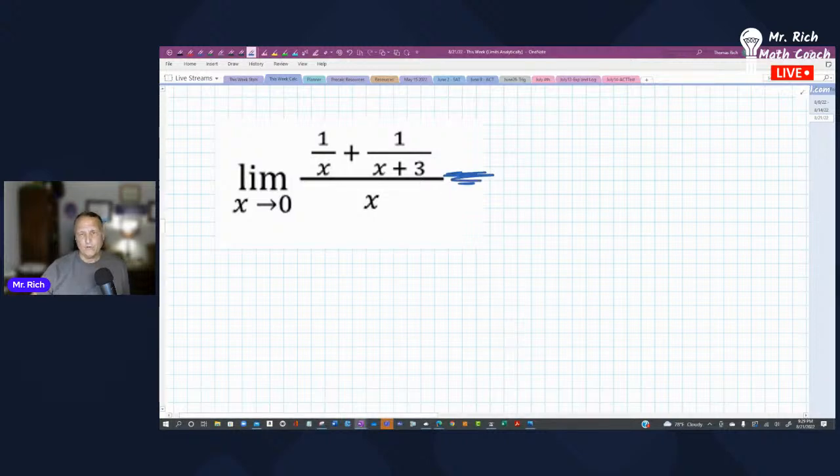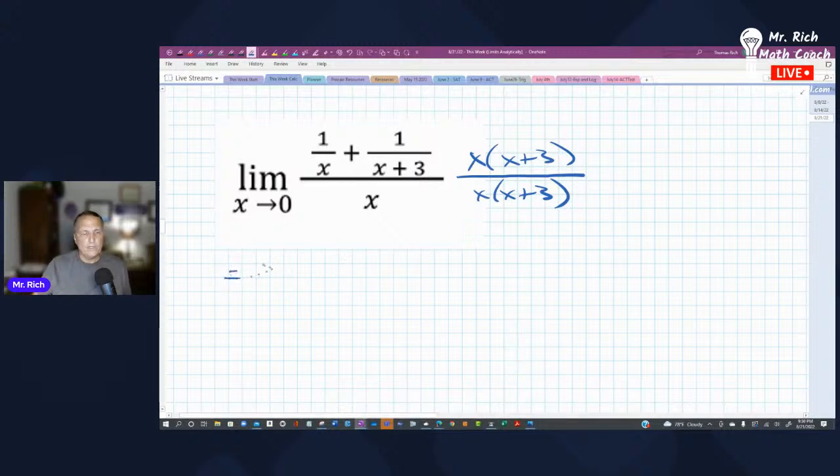So what I'm going to do is try to get rid of the complexity in this complex fraction. There's a couple of ways that we could do it. I'm going to do it this way. I'm going to multiply the top and bottom by the least common denominator of the fractions within my fraction that makes it complex. Those two denominators are x and x plus 3. So I'm going to multiply top and bottom by x times x plus 3, like that. This really has nothing to do with calculus or limits specifically. This is how we eliminate complexity in a complex fraction: multiply top and bottom by the least common denominator of the inner fractions.